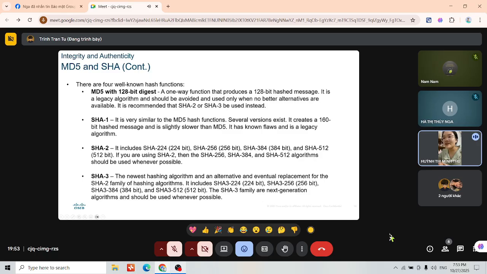The second, SHA-1, is very similar to the MD5 hash function. The third, SHA-2, includes SHA-224. And the fourth, SHA-3, the newest hashing algorithm, and an alternative, the eventual replacement for the SHA-2 family of hashing algorithms. And next slide.